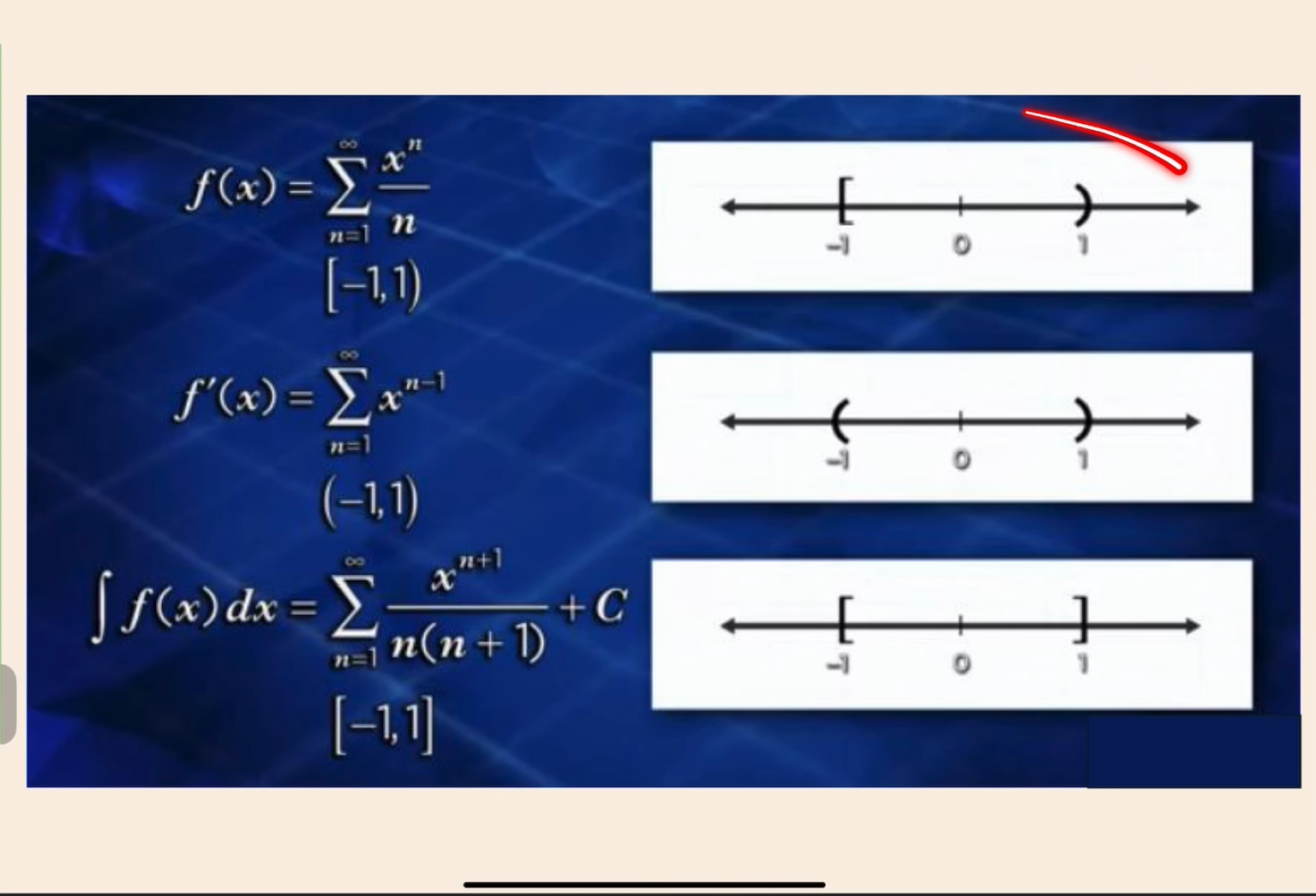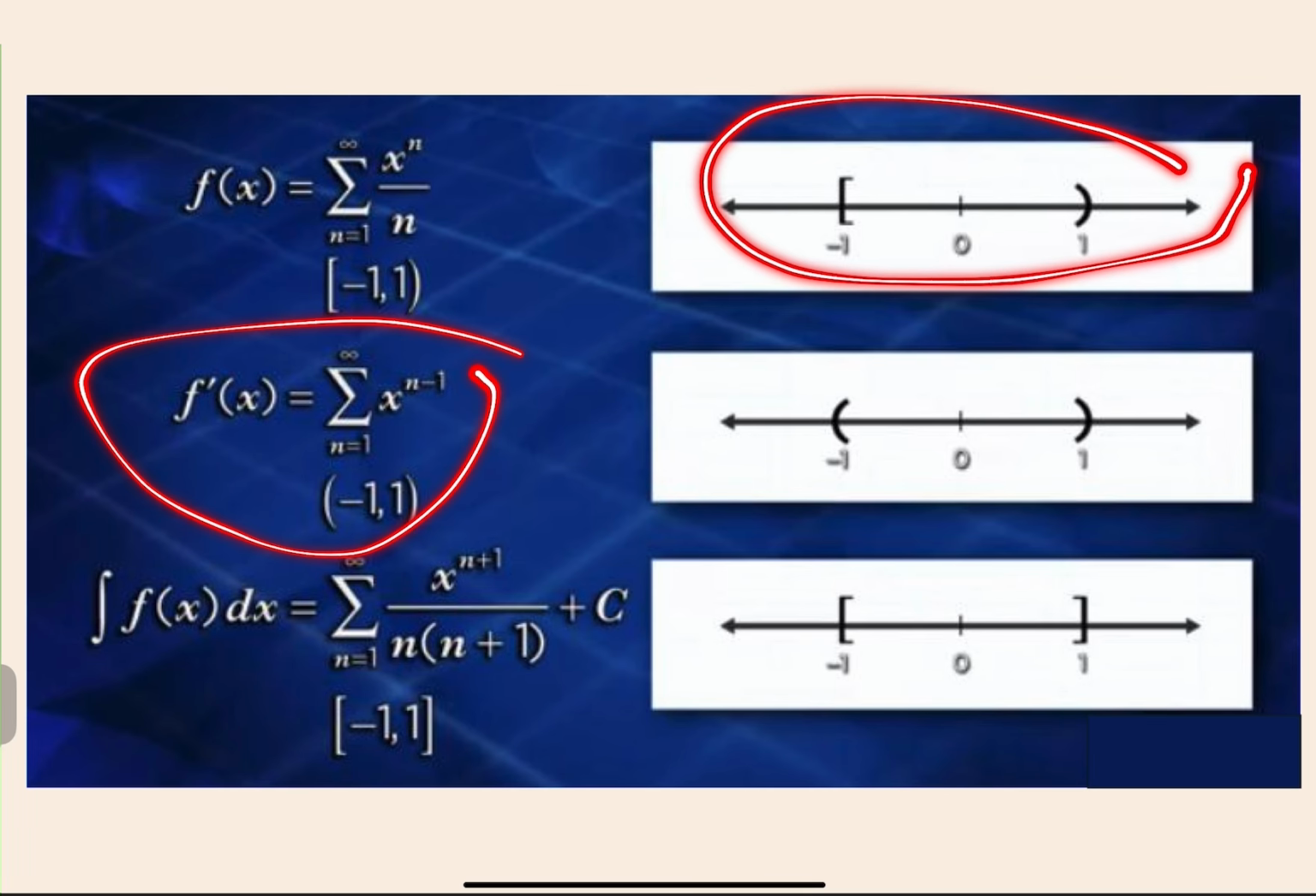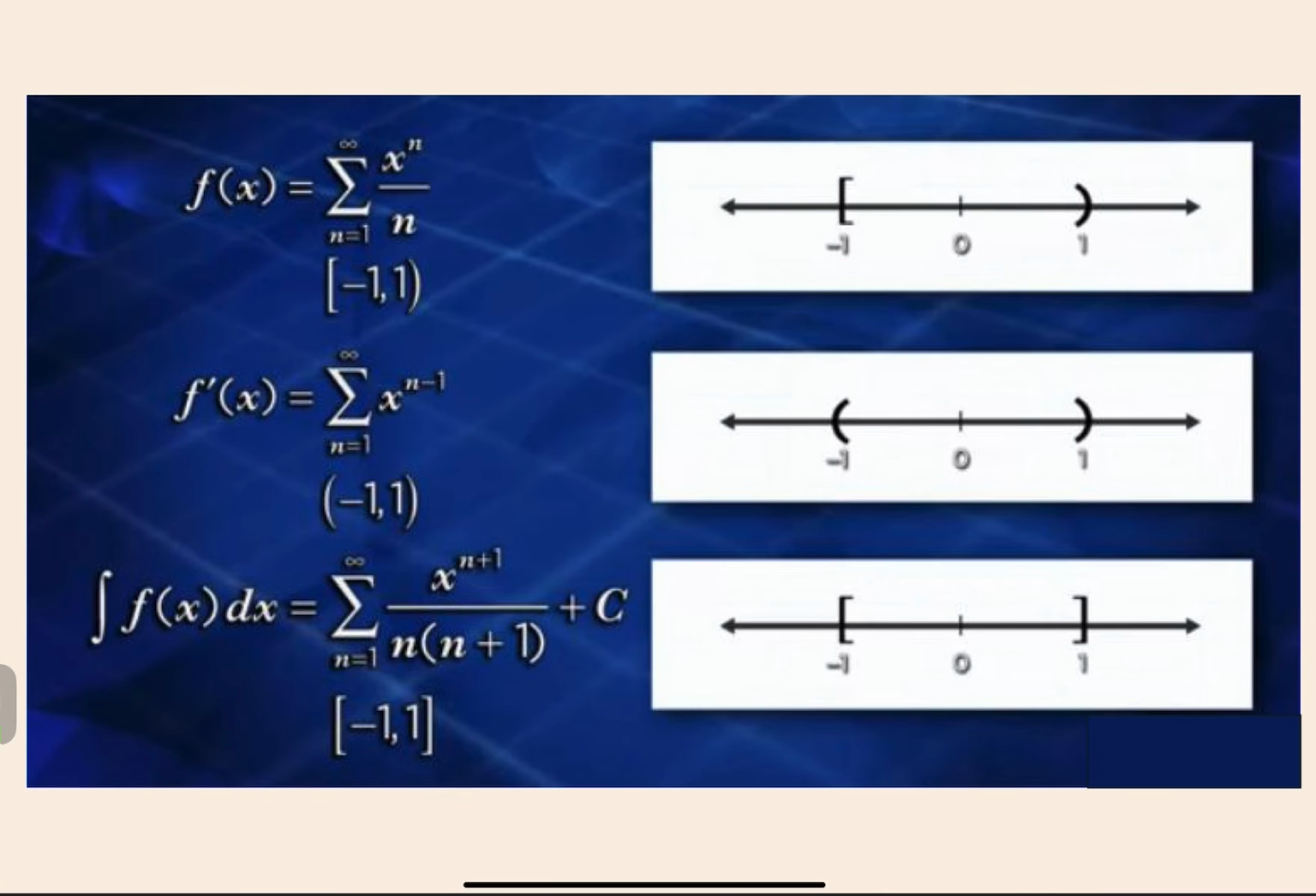So we started with this half-open interval. When we differentiated, took the derivative, we lost this endpoint. But when we integrated, we gained one endpoint. But the radius is still unchanged. The radius is still equal to 1. So in general, if you differentiate a power series, you might lose the endpoints. You might not, but you might lose some when you differentiate, and you might gain some when you integrate. But again, the radius will not change.